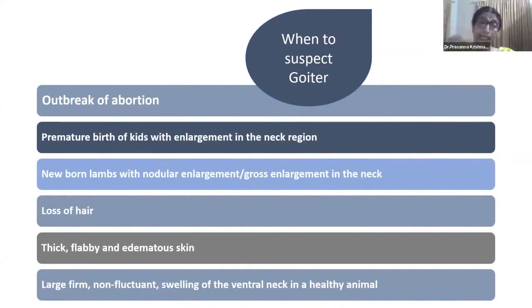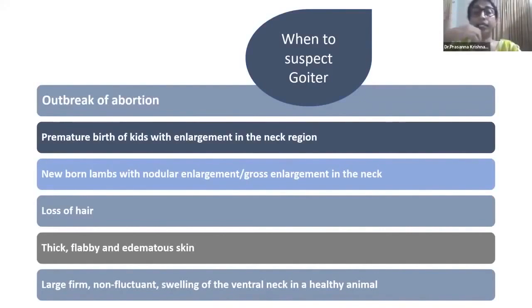That means the aborted kids, the fetus, will show this enlargement. And sometimes newborn lambs with nodular enlargement or gross enlargement in the neck can be seen. Newborn animals will have a swelling in the neck. And there will be loss of hair sometimes in the flock. Thick, flabby, edematous skin may be seen. And sometimes you may find, in a healthy adult animal also, a large, firm, non-fluctuant swelling of the ventral neck. It's not moving. So in the adult healthy animal.